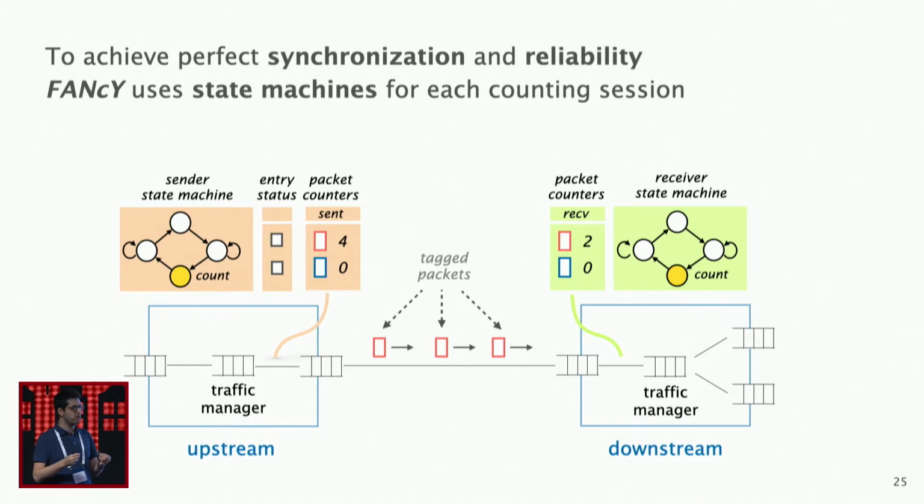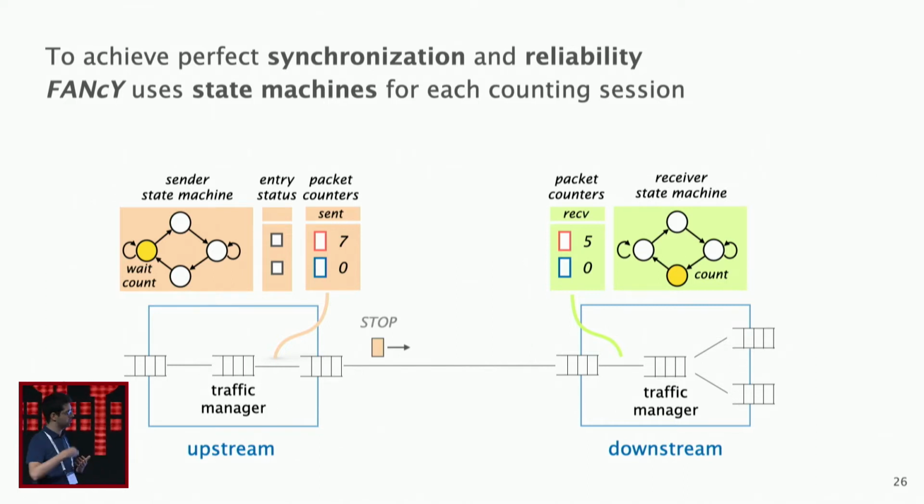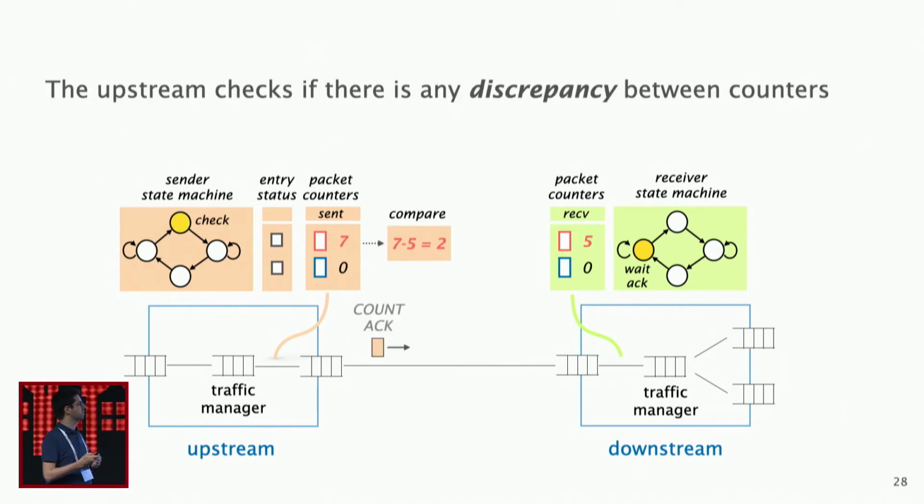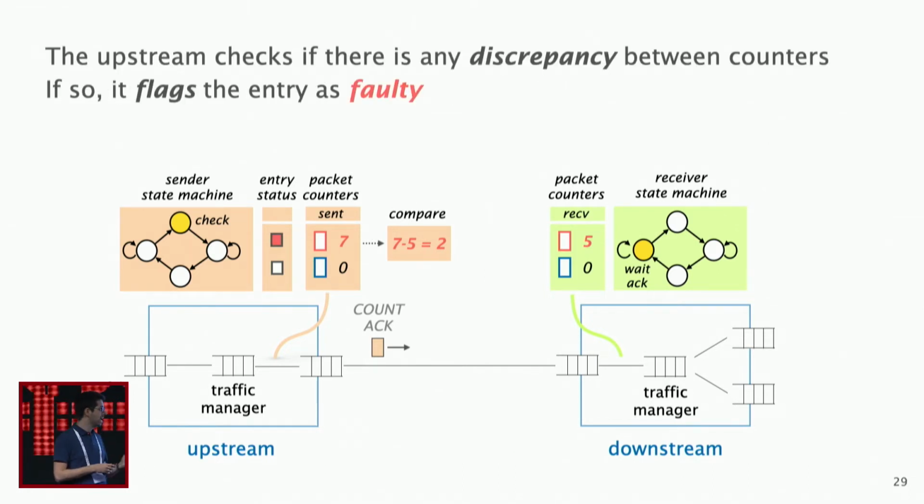Now, the upstream switch will move to the counting state and will tag all the packets for this traffic entry such that both ends count these very same packets. It does this for some time, and then it sends a stop packet. The downstream replies with its counter, and the upstream checks if these counters mismatch. If they are different, that indicates that there was some packet drop, and it flags the entry as faulty. This information can be used directly in the data plane to react, or you can report it to a controller if wanted.